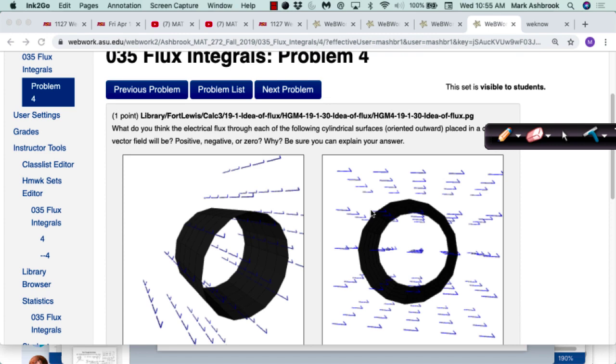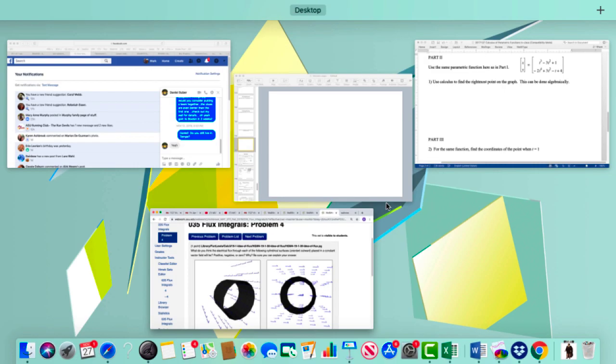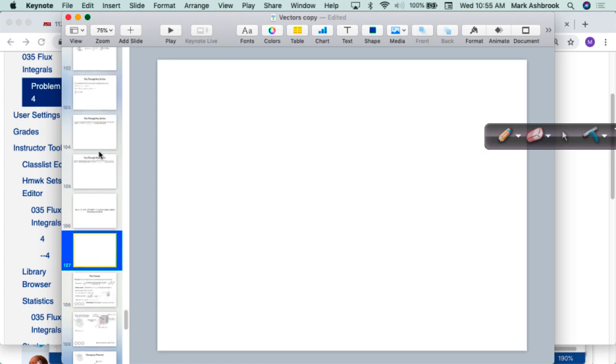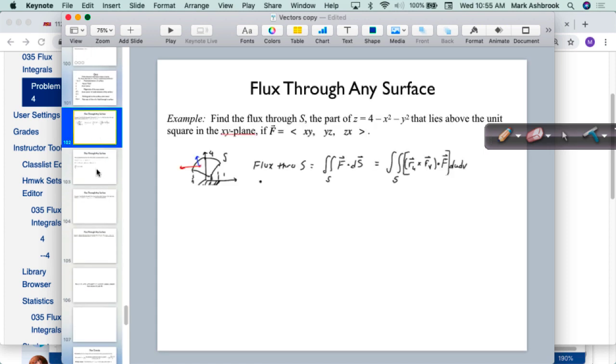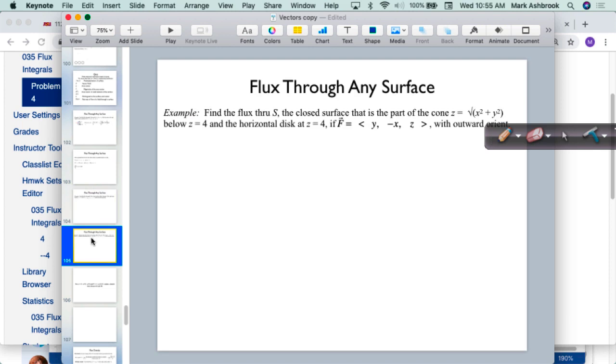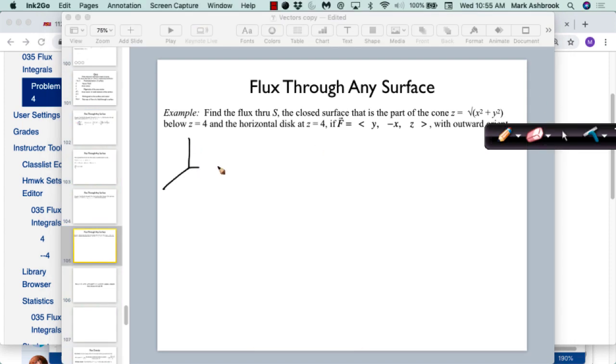So let's finish that example from last time. I posted it on the video, but we have time to actually finish it. This was the closed surface, which was the cone and the disk. We wanted outward orientation. S1 was the cone, S2 is the disk. I think we finished S1 last time, is that right? We set it up, so let's just set it up again.